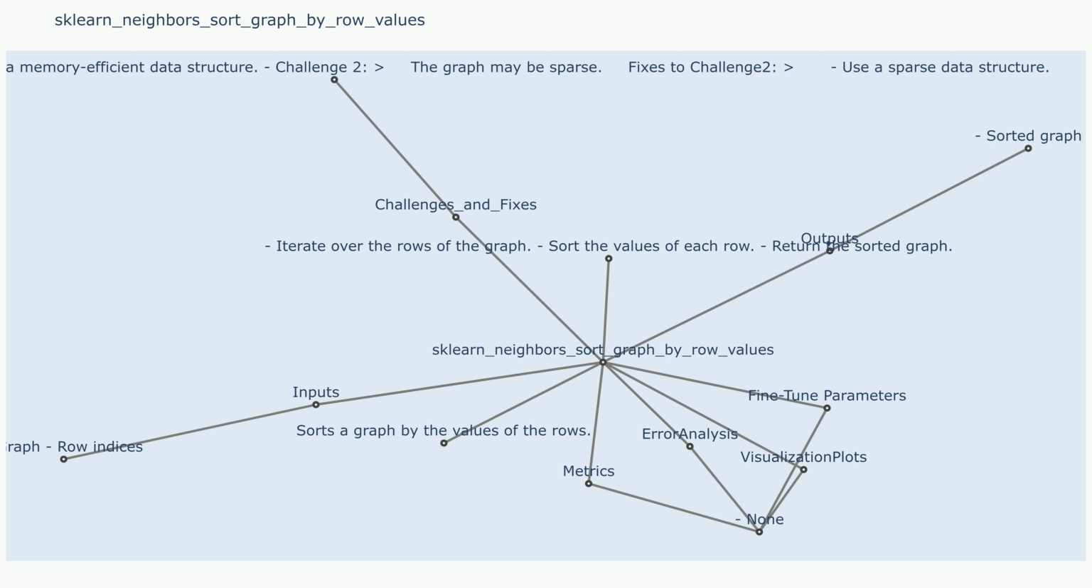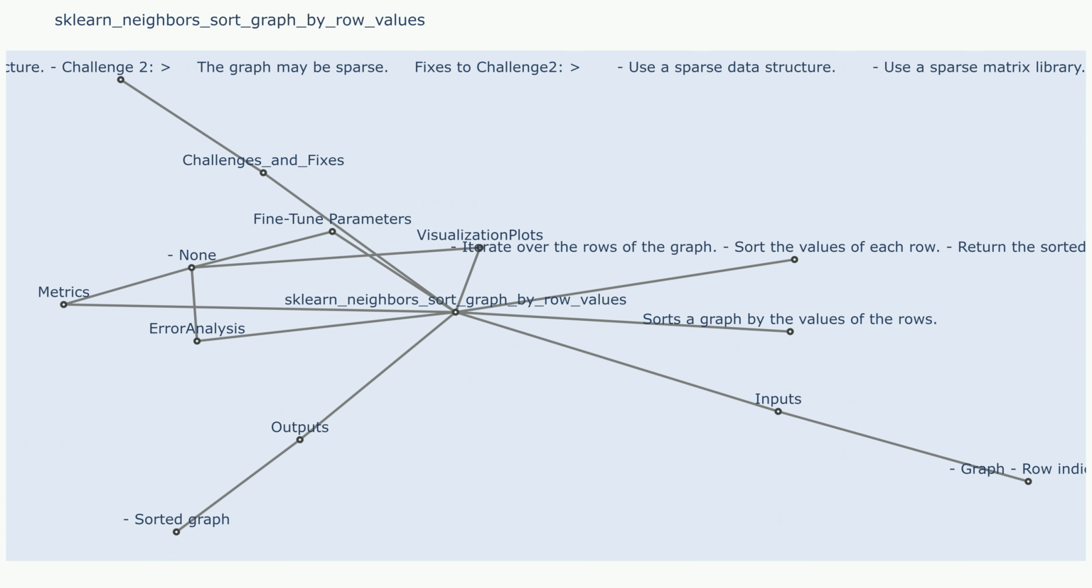sklearn.neighbors.sort_graph_by_row_values. Description: The sort graph by row values function is used to sort a connectivity graph. This graph represents the connections between data points in a dataset, where each row of the graph corresponds to a data point and the columns represent the indices of its neighbors.